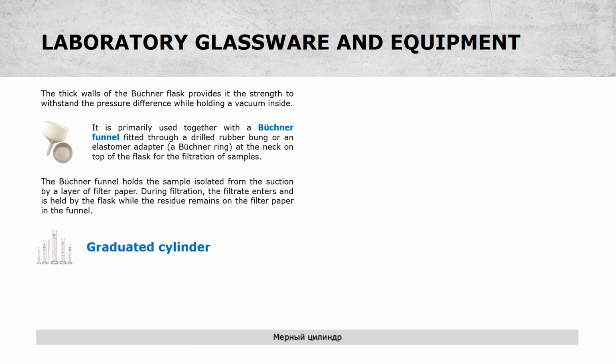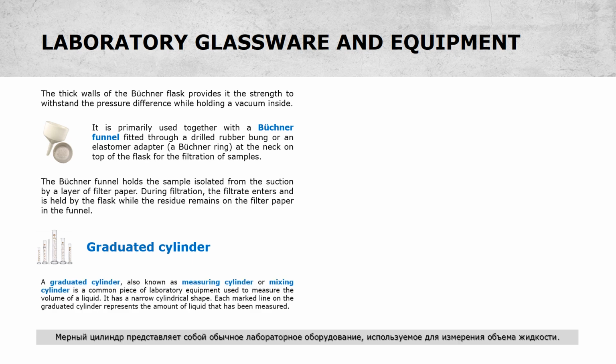Graduated cylinder. A graduated cylinder, also known as measuring cylinder or mixing cylinder, is a common piece of laboratory equipment used to measure the volume of a liquid. It has a narrow cylindrical shape. Each marked line on the graduated cylinder represents the amount of liquid that has been measured.